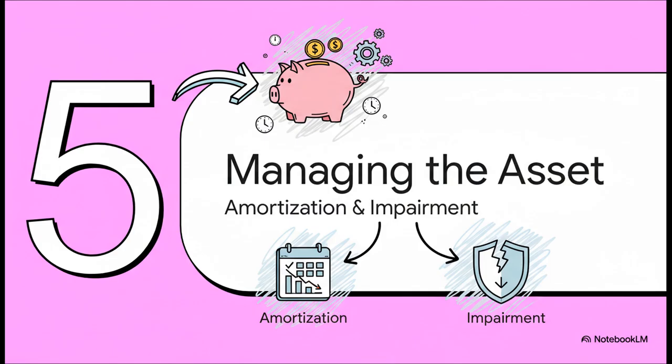So, we've done the hard part. We've identified an incremental cost and we've put it on the balance sheet as an asset. But you can't just let it sit there forever. Now we have to actually manage it. And that involves 2 key processes: amortization and impairment.